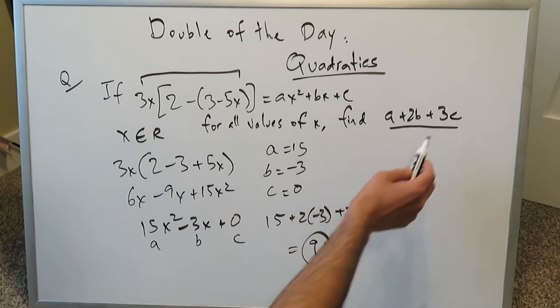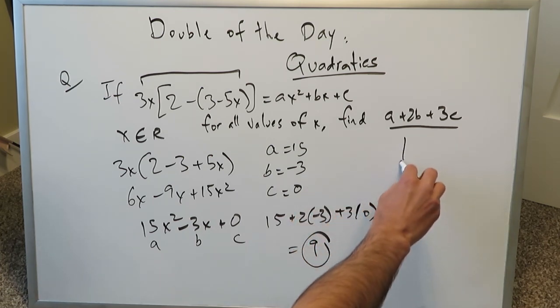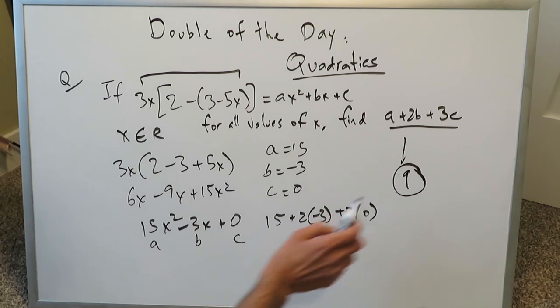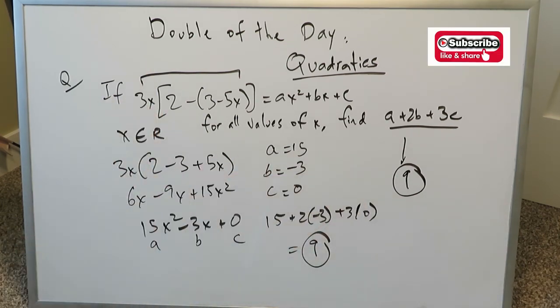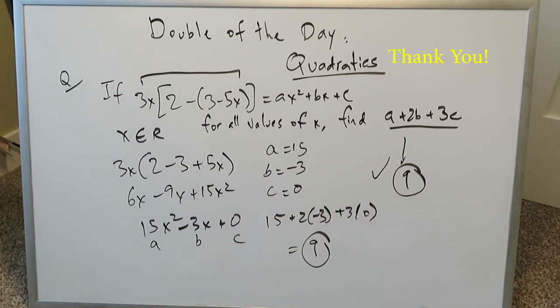So when it says find a plus 2b plus 3c, this should lead you to your answer of 9, and you would find that among your multiple choice solutions and you'd go for it and it would be right. And that's it for this video. The two questions are presented, meaningful, challenging questions.